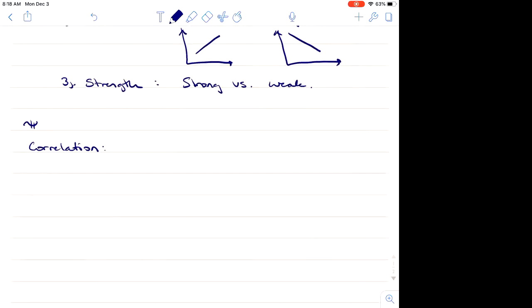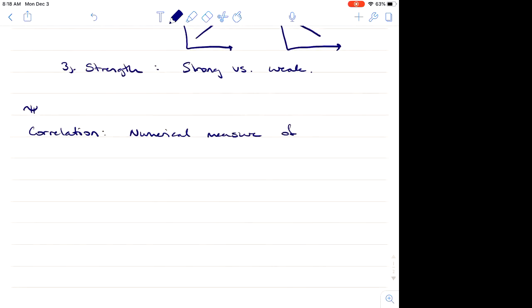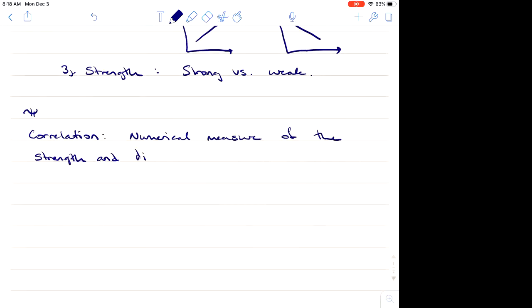Okay. So correlation is a numerical measure of the strength and direction of a linear relationship.